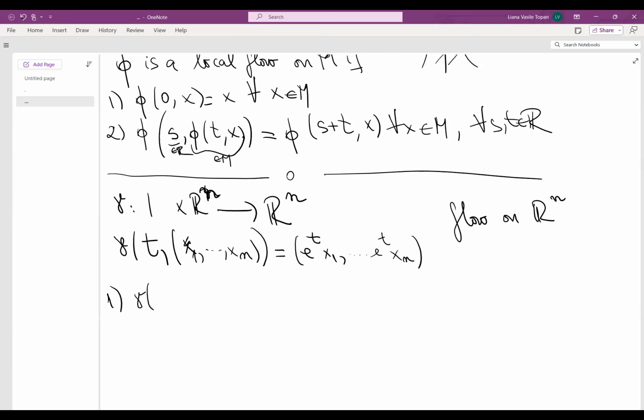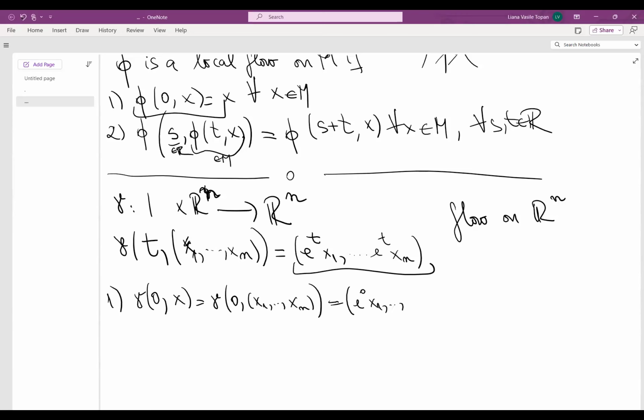So first, let's see what is gamma of 0 and x, right? I'm checking this condition. So this is gamma of 0 and x, where x is of the form x1 up to xn. Then I'm using the definition of the function. This is exponential of 0 x1 up to exponential of 0 xn. Exponential of 0, that's 1. So this will be x1 up to xn. So this is indeed our x.